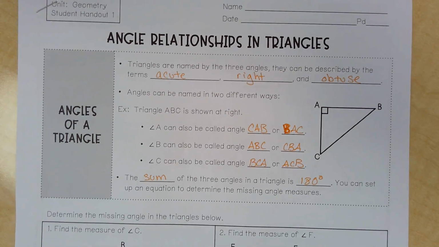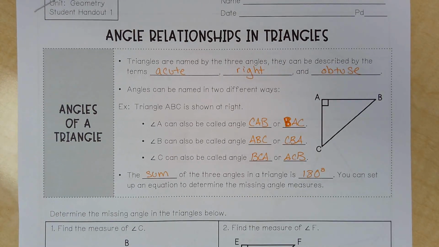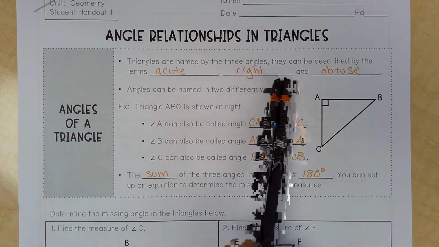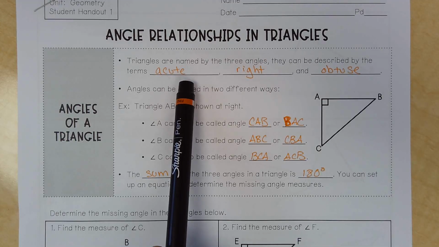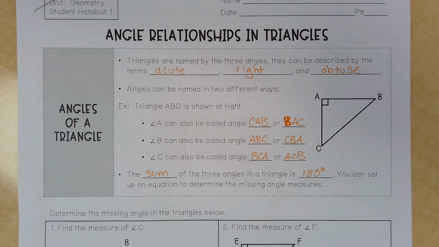All right. So here we're going to be talking about angle relationships in triangles. Some of this stuff we've seen or heard before. Some of it might be a little new. It's okay. So triangles are named in three angles. They can be described as acute, which means it is an angle that's less than 90 degrees, right, which is a 90-degree angle, or obtuse, which is an angle that's greater than 90 degrees, okay?